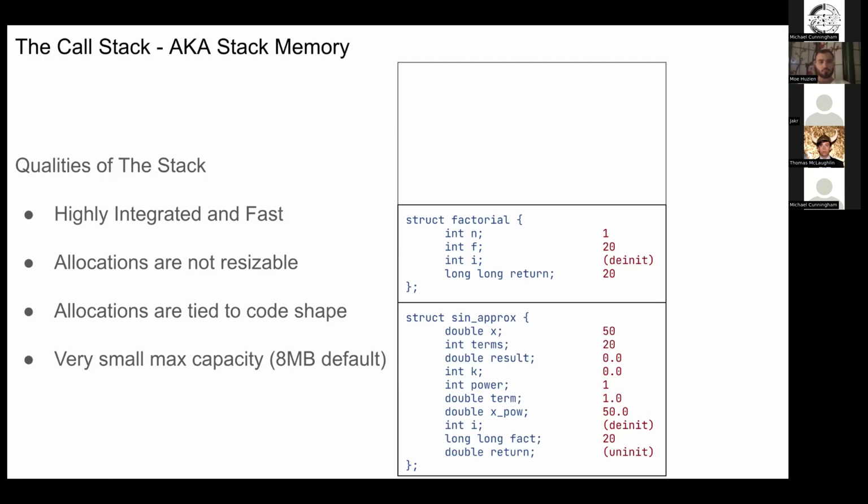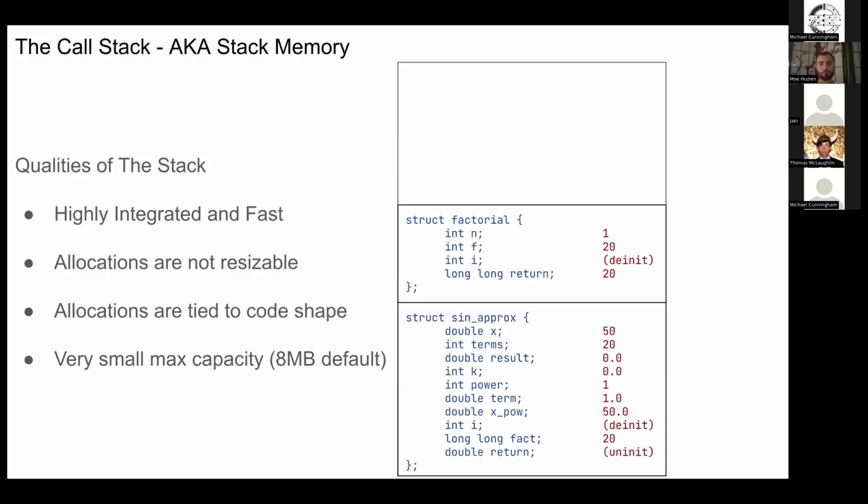It doesn't take long, though, writing like this for you to figure out that there are some problems with the stack. The two big ones are that allocations are not resizable and that they're tied to code shape. So if you tried to allocate something, let's say this result right here, and you actually wanted to make this an array, like we're going to append two doubles after this, well, you couldn't do that because the two places after it are terms and x, right? You can't overwrite that memory.